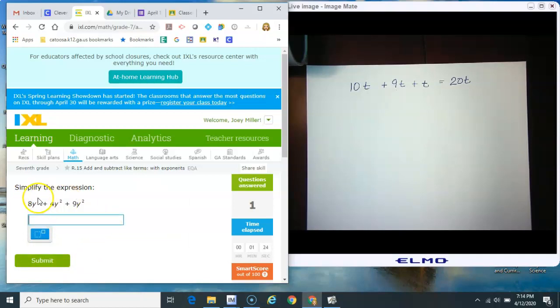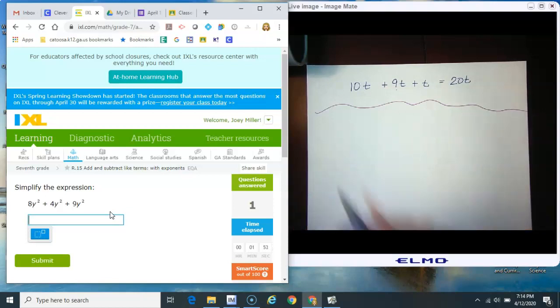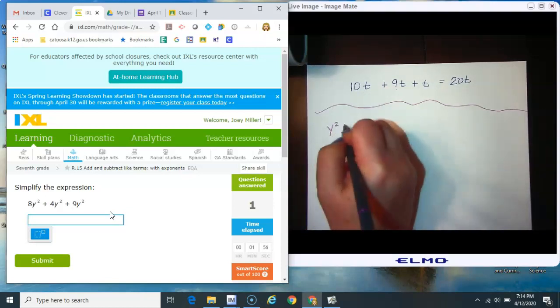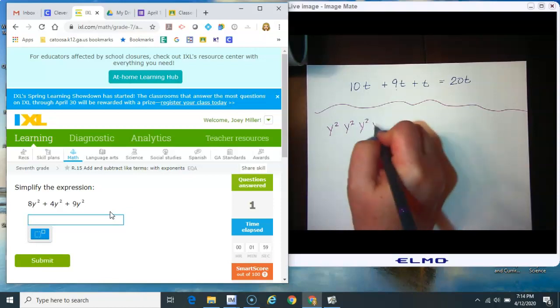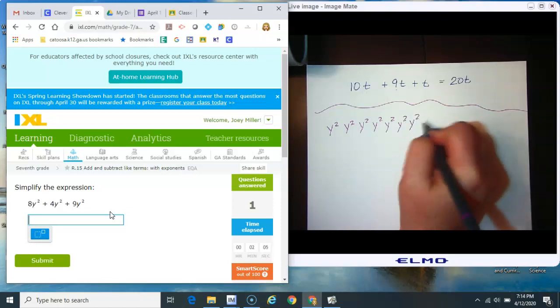Now you can see that on this one we've got 8y squared plus 4y squared plus 9y squared. This y squared is different than if you just had a y. Those would not be like terms. But since all of these are y squared, you can add all of those together. There's 8y squared, and if you wanted to write it out and really understand what it's saying, you have y squared, 2, 3, 4, 5, 6, 7, 8.